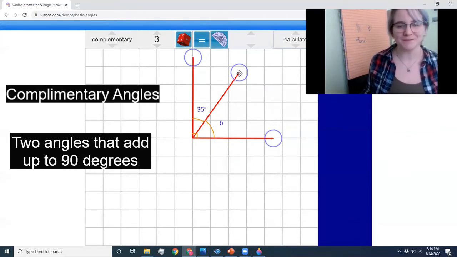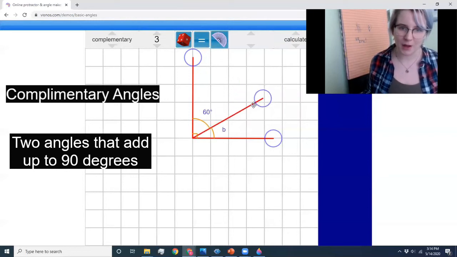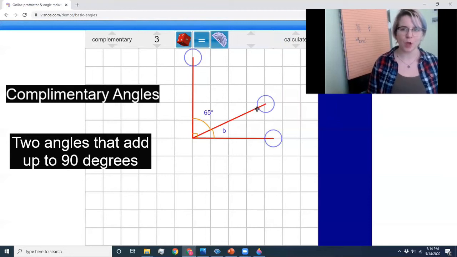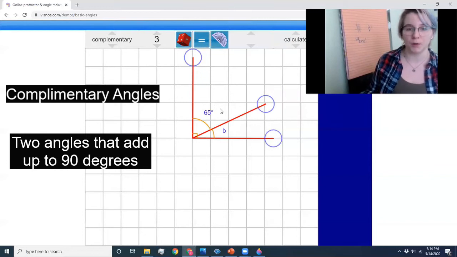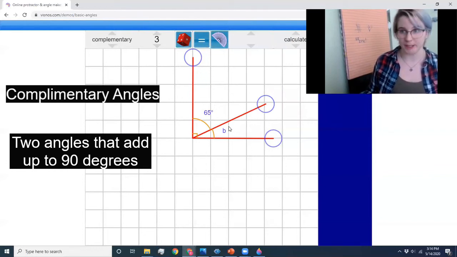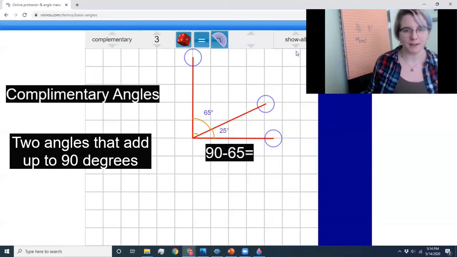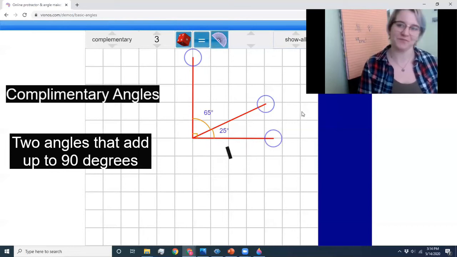Let's try another one. What if I put it here? So we know that both of these angles add up to 90 degrees, and we know that this one is 65. How do we find angle B? Well, we take the 90-degree angle, 90, and we subtract what we already know, 65. 90 minus 65 is 25 degrees.